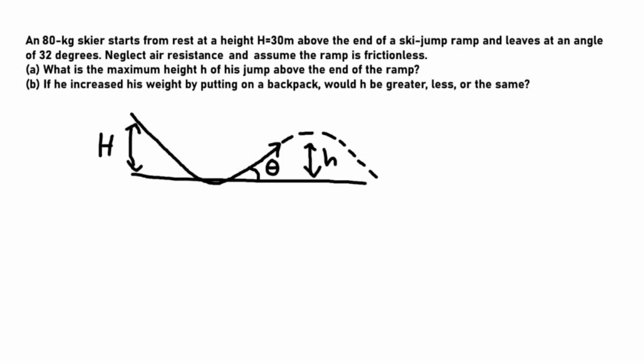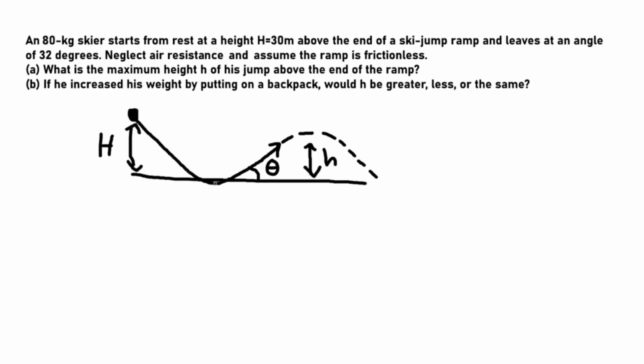Anyways, an 80-kilogram skier starts from rest at a height h equals 30 meters above the end of a ski jump ramp and leaves at an angle of 32 degrees. Neglect air resistance and assume the ramp is frictionless. What is the maximum height h of his jump above the end of the ramp? And if he increased his weight by putting on a backpack, would h be greater, less, or the same?